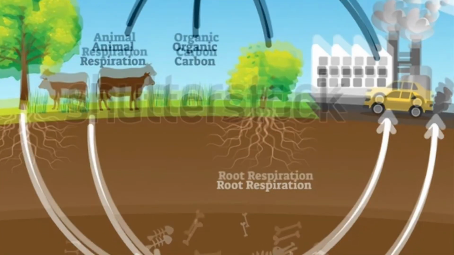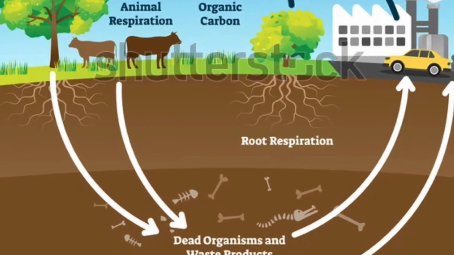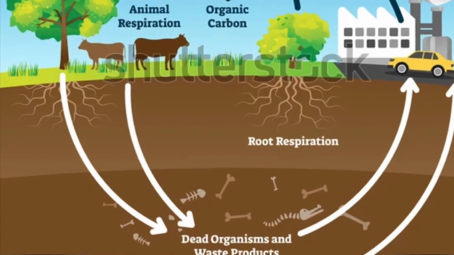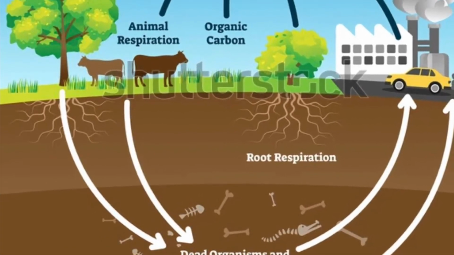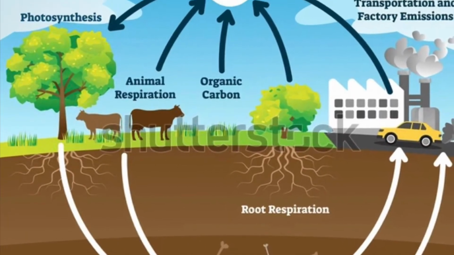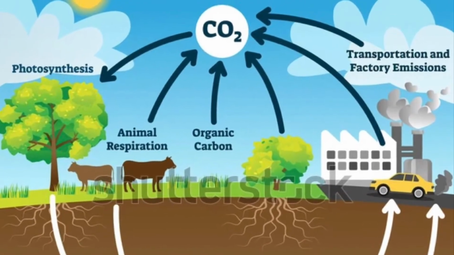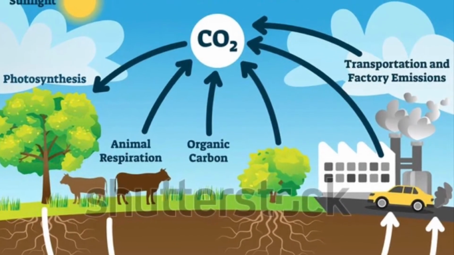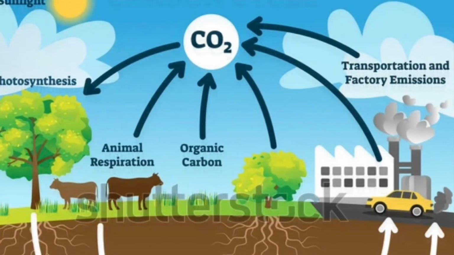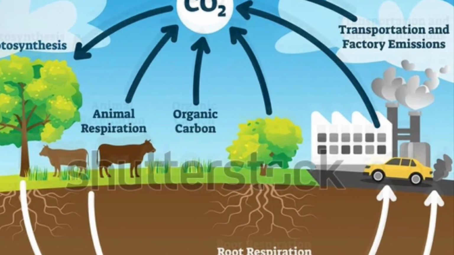I'm repeating, carbon first moves from the atmosphere to plants through photosynthesis. Then the carbon that is in the plants moves to the animals when they eat them. Next, the carbon moves from plants and animals to the soils when they die and are decayed by microorganisms.